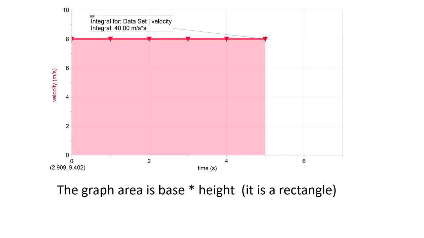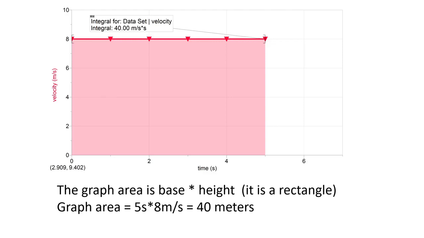Since this is a rectangle, the graph area is just base times height. In this case, that will be 5 seconds multiplied by 8 meters per second for a total of 40 meters. You can see that multiplying and dividing by seconds in the bottom line divides those units away, and we just have meters left.